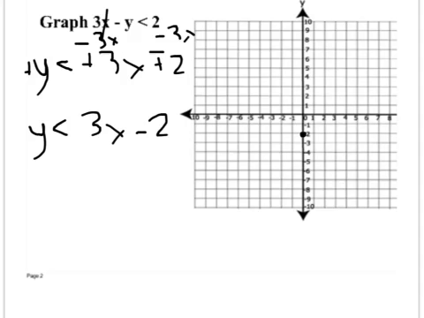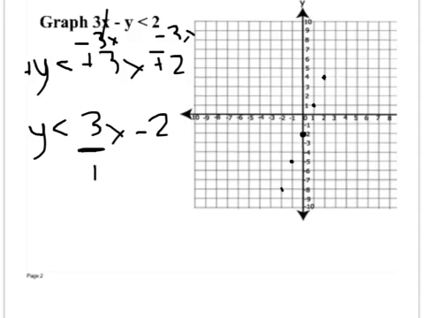My slope is 3, which is the same thing as 3 over 1. So I go up 3 over 1. Up 3 over 1. Do that a couple times and go backwards a couple times. Down 3 over 1. Down 3 over 1. Now I have enough that I can draw a line.